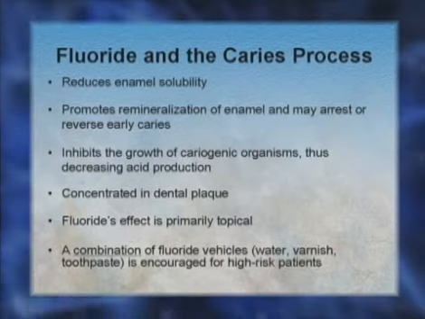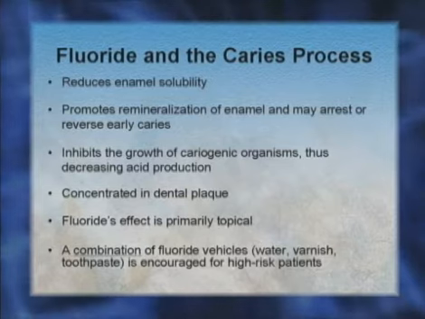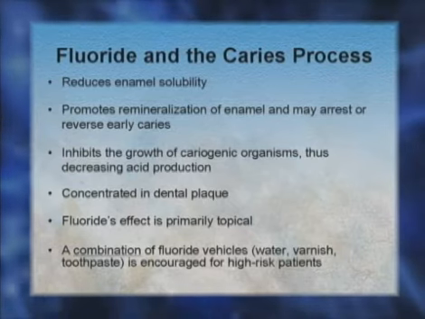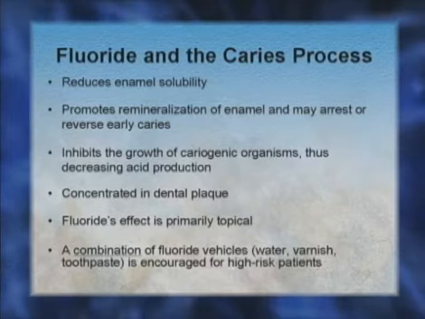How does fluoride affect the caries process? It reduces enamel solubility and promotes remineralization of enamel. There is a constant tug of war going on at the tooth-plaque interface, which dental professionals call demin-remin. In the presence of acid, the tooth loses minerals. If fluoride is present in the dental plaque, it works topically to arrest or reverse early caries, remineralizing tooth enamel that is just beginning to soften with decay. Fluoride also inhibits bacterial growth, thus reducing acid production.